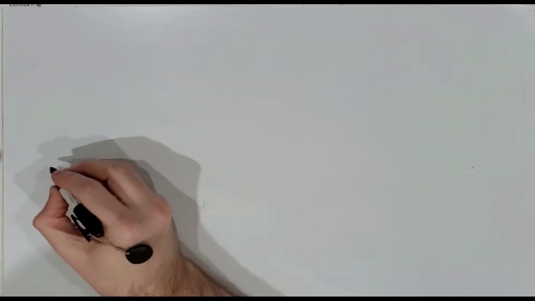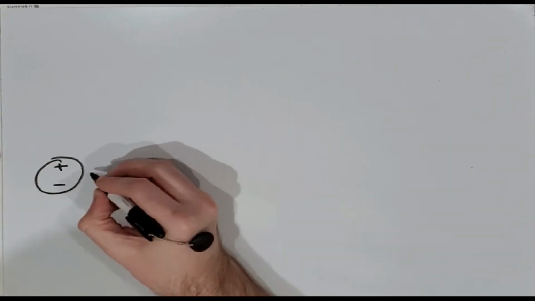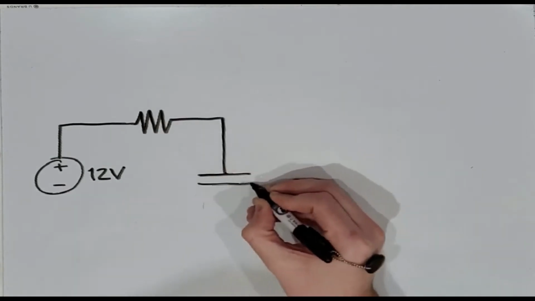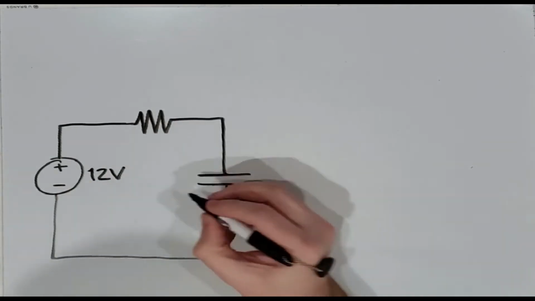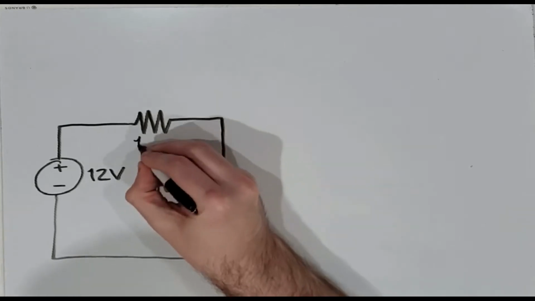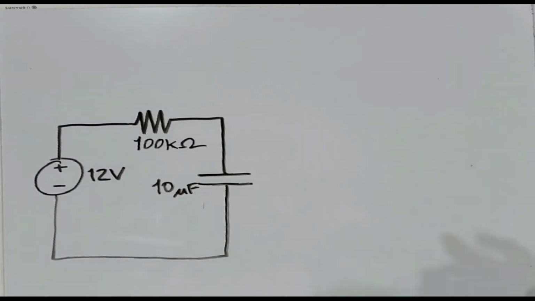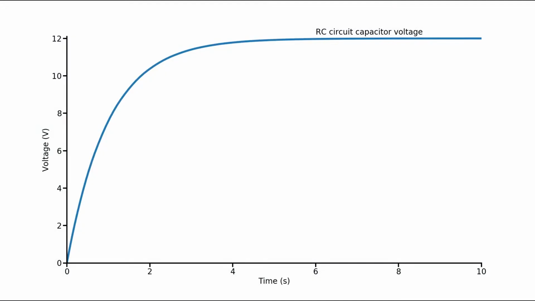Any oscillator needs some type of energy storage that we can manipulate up and down. We'll start with the trusty RC circuit, one resistor, one capacitor. Measuring the voltage across the capacitor gets us this nice exponential increase as expected.